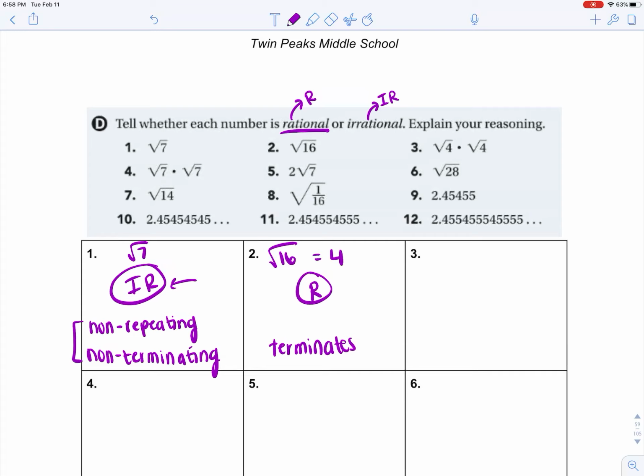All right, number 3. Last one that I'm doing with you guys. Square root of 4 times the square root of 4. I know that the square root of 4 is 2, so this is really like 2 times 2, and 2 times 2 equals 4. And 4, again, is rational, and this is a number that terminates.